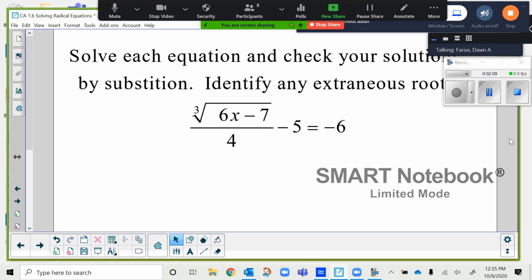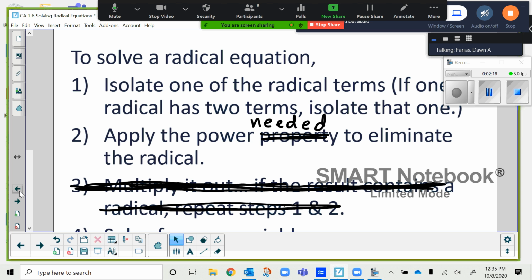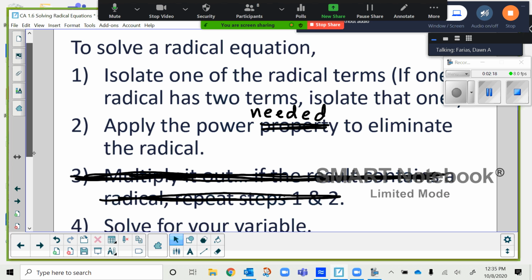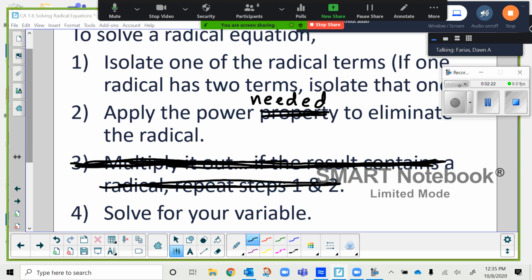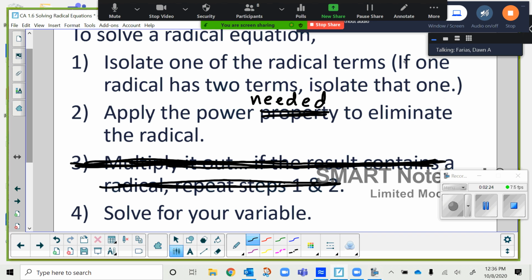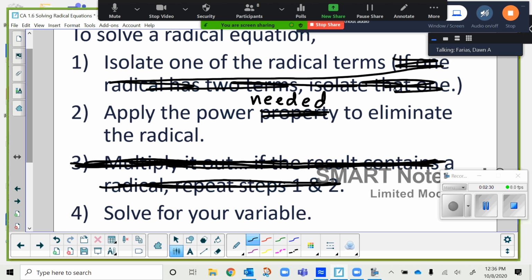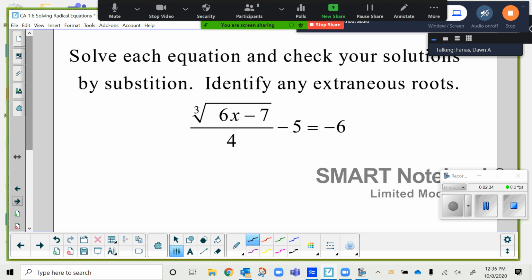Step 1 said to isolate the radical term. Oh, and I'm so sorry. I should have told you could cut out this part for 2020 as well. I mean, it's too late if you already wrote it down, but for that first step that says if it has 2 radical terms, I'm so sorry. You didn't have to write that down. I apologize. You could have used that information like 5 minutes ago. So back to the problem.